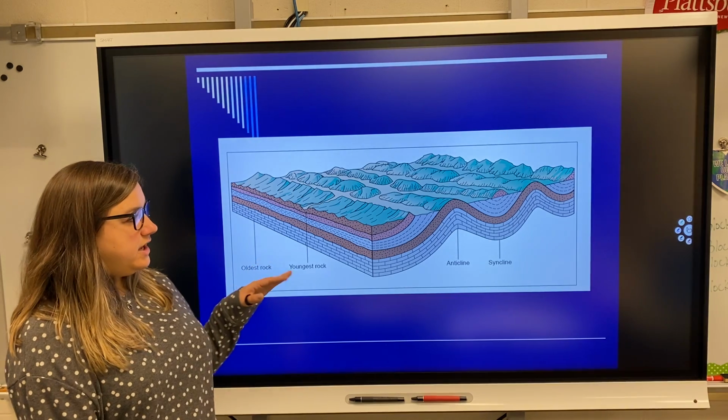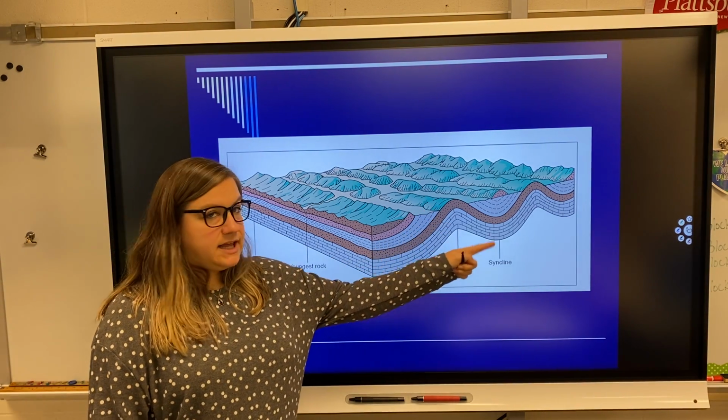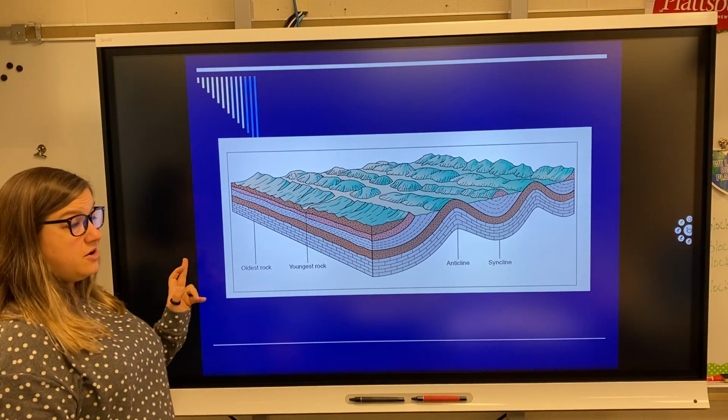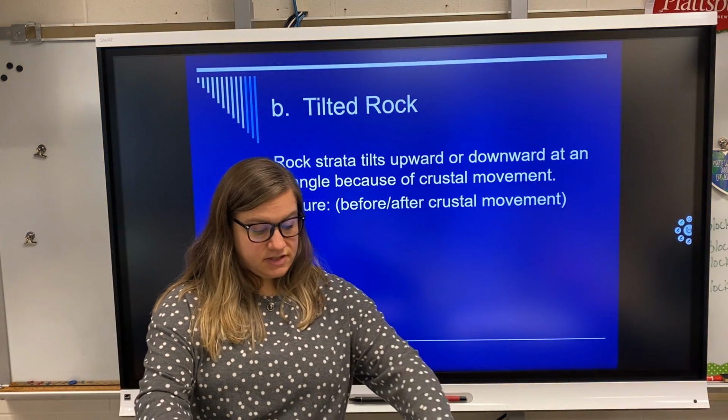And this is another diagram that you can see. The anticline is the part that goes upwards and the syncline is the part that goes downwards. Lateral motion pushing them together. Folding, that's what this is called. Then we have tilted rock.